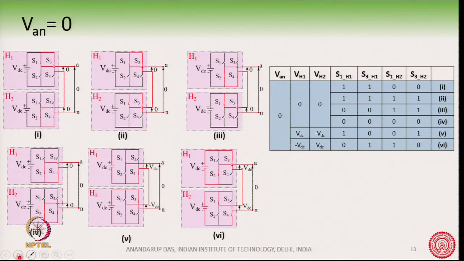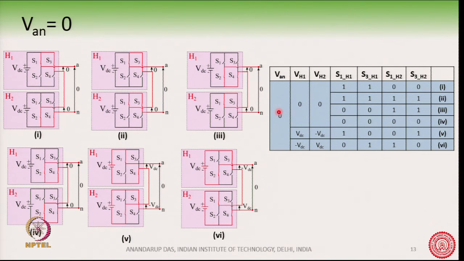If we want to get VAN equal to 0, then we have even more multiplicities. See, we can have VH1 0 and VH2 0, we can have VH1 VDC and VH2 as minus VDC, because the sum of these two will be equal to 0, and we can also have VH1 minus VDC and VH2 as plus VDC, again the sum of these two is equal to 0.